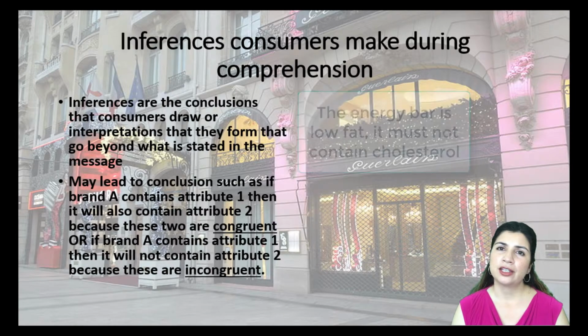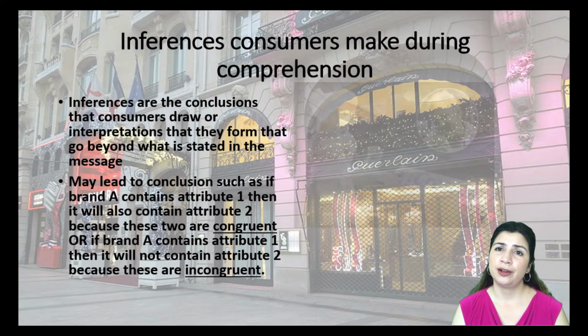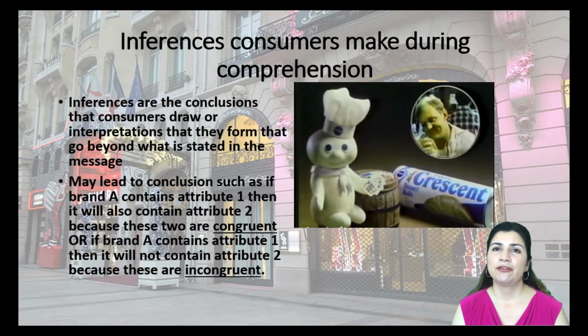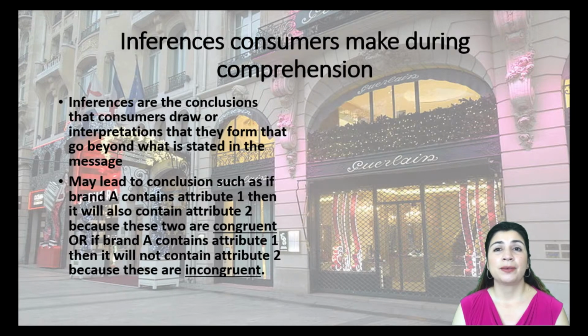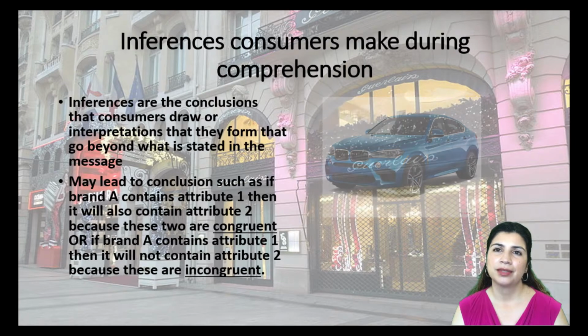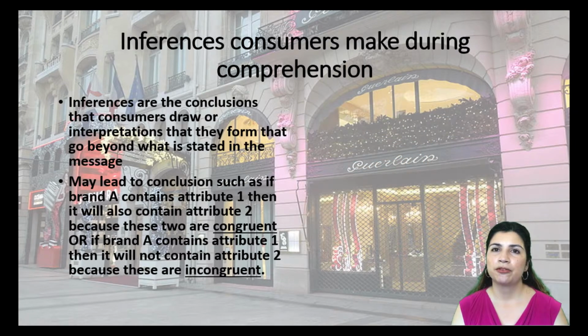Consumer inference making is part of the reason why the Pillsbury Doughboy has slimmed down over the years, partially so that consumers won't infer that he was fat from eating Pillsbury products. Brand names can also affect subjective comprehension and inferences. For example, alphanumeric brand names like BMW X6 tend to be associated with technological sophistication. In fact, consumers tend to prefer names with higher numerical values because they infer that the product will have more advanced technological attributes.